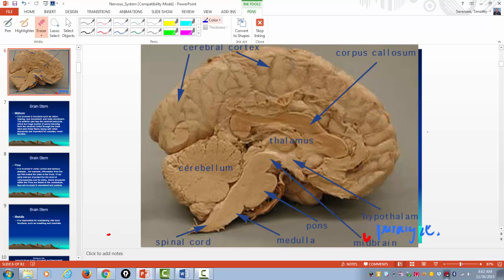Okay, and then the corpus callosum. This is this big, thick band of neural tissue that separates the two hemispheres of the brain. It allows the right and left hemisphere of the brain, which do different things, to communicate with one another. And all these fibers are myelinated, so the electrical impulses that travel through the corpus callosum from one hemisphere to the other need to travel very, very fast, and myelinated fibers allow that.